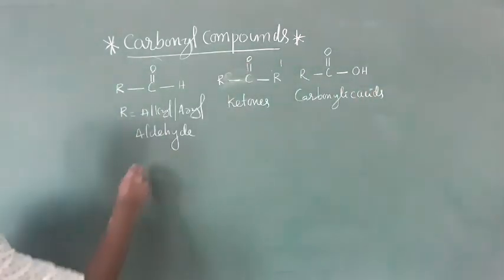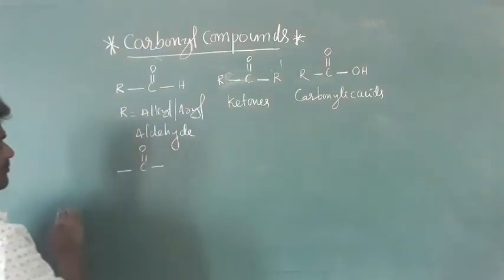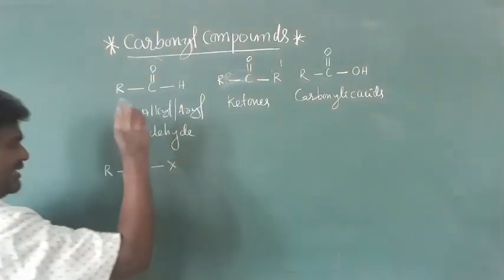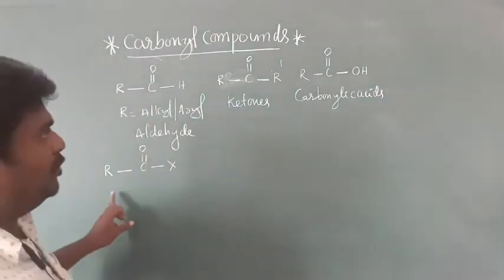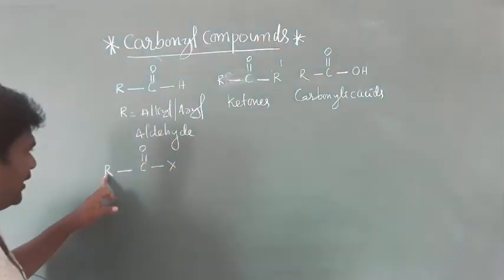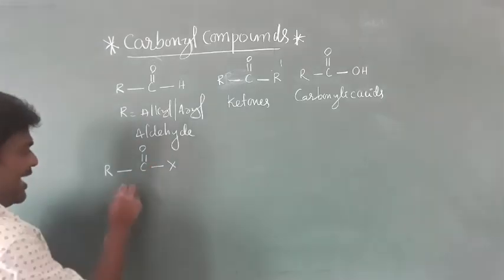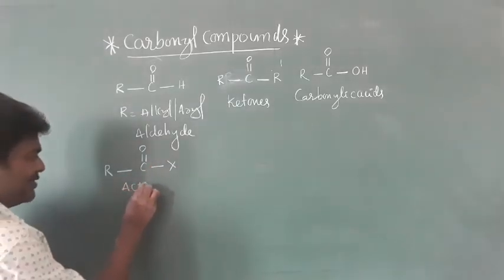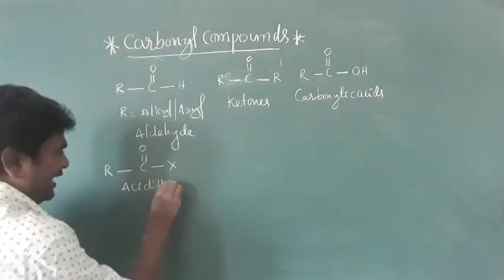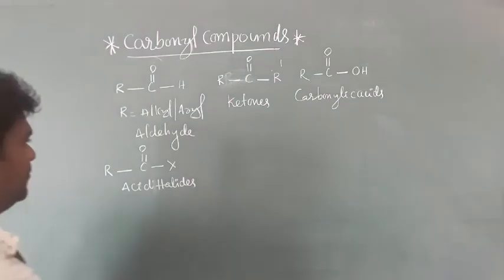Next one, see here. C double bond O. It is R and it is X. X is equal to halogens. You have to see here, one valency is satisfied by R, another valency is satisfied by X. That is called an acid halide. Acid halides.